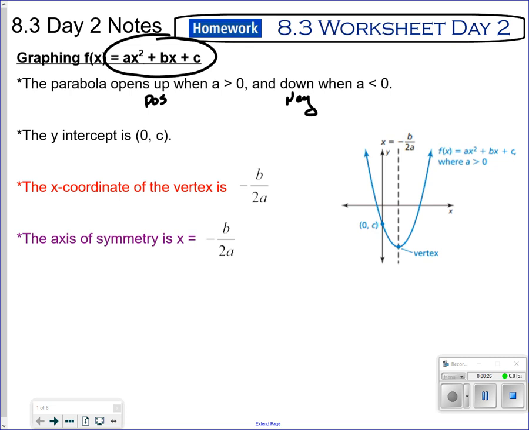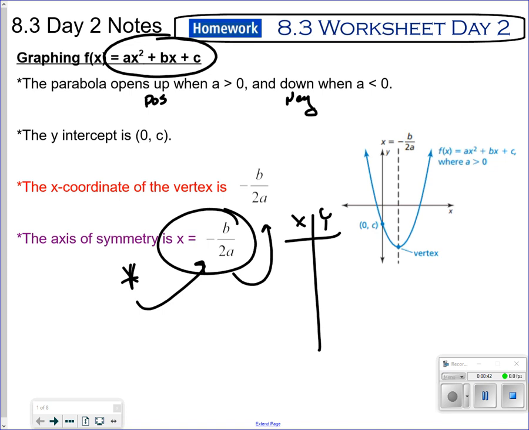Now, the y-intercept is always 0, c. I'm not a big fan of that question. Here's the big one. In this form, that is the one formula that you need to know, the axis of symmetry formula. So x is equal to negative b over 2a. That answer helps me establish my xy chart and helps me establish my vertex. So whatever that answer is will be where the vertex is going to be located in my XY chart.